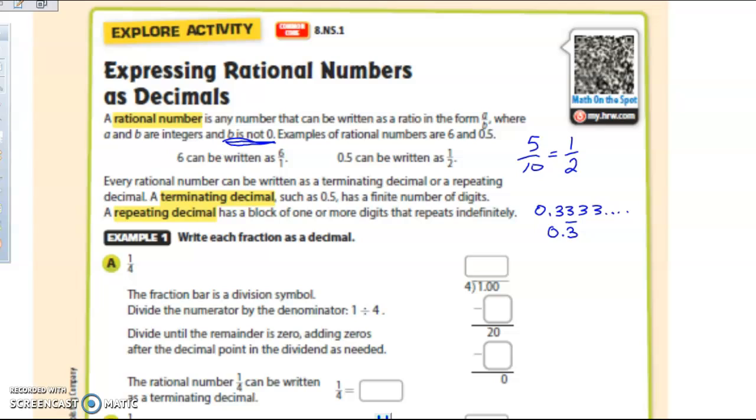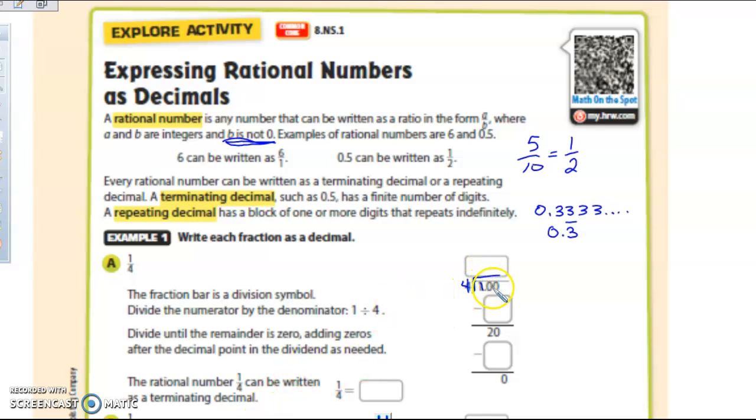We can write each fraction as a decimal, so if we're given a fraction, we can come up with a decimal to determine if it's a repeating, terminating, or non-terminating decimal. What we're going to do is take the denominator and divide it into the numerator. So I have my 1 divided by my 4.